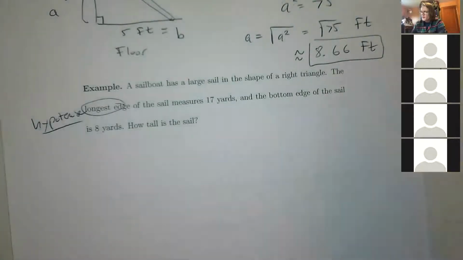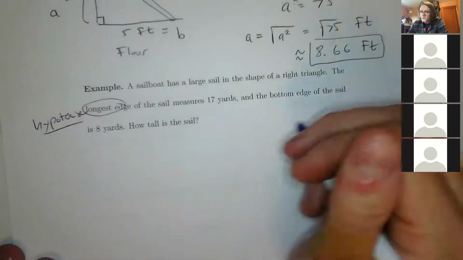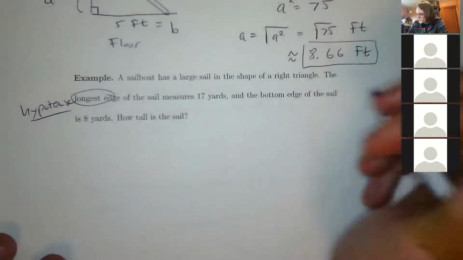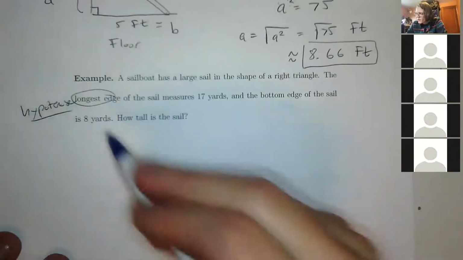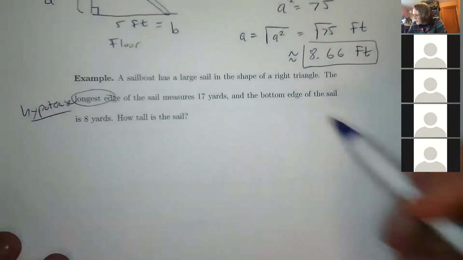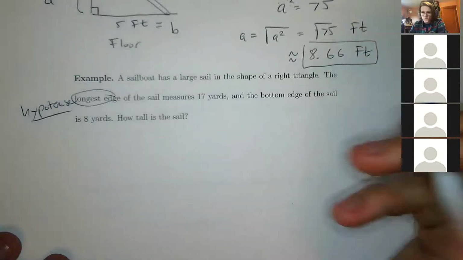Right. So the only difference with these word problems and the problems we just did is that the triangle is not drawn. It's sort of hidden in words. So the only tricky part might be figuring out what the triangle is based on the words. But a lot of times, like here, you'll see longest edge, hypotenuse, and then the bottom edge is just one of the legs.